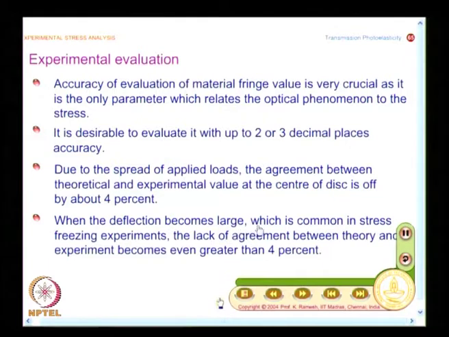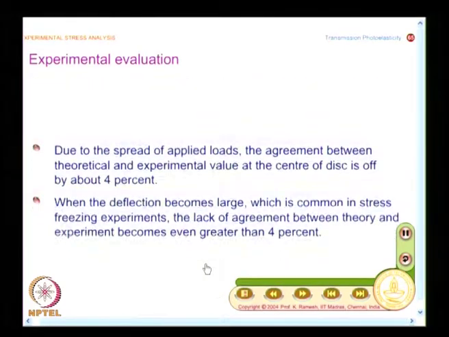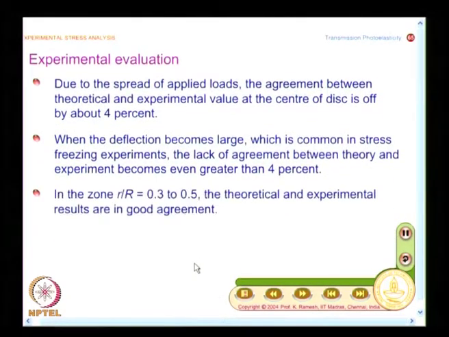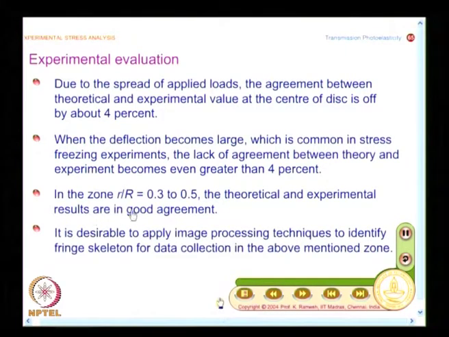So, in order to improve your agreement, you exclude the data from the center of the disk. There is a particular zone people have also identified, and when I want to do all this, it is desirable that I go for digital image processing methodologies. So, that is what I have here. So, the recommended zone is r by R equal to 0.3 to 0.5.